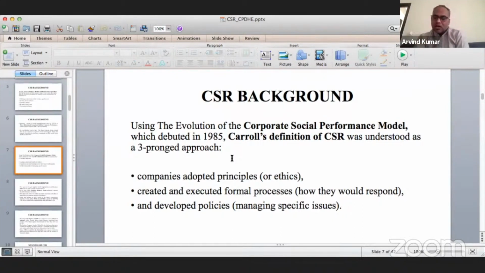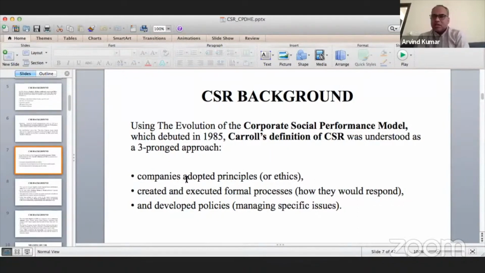So the idea of Carroll was to come up with three important dimensions of his model. And what are the three important dimensions? One was ethics, second was responsiveness, and third is managing specific issues. So these were the three important areas. I can further explain these areas.